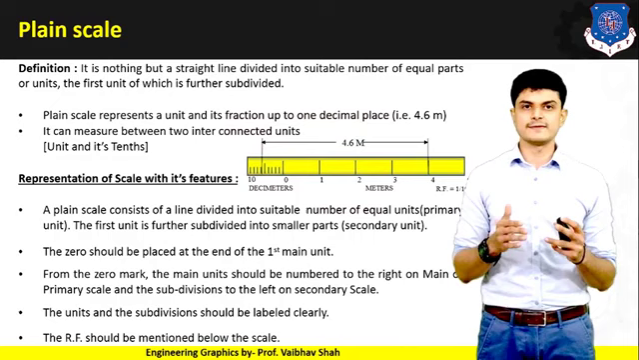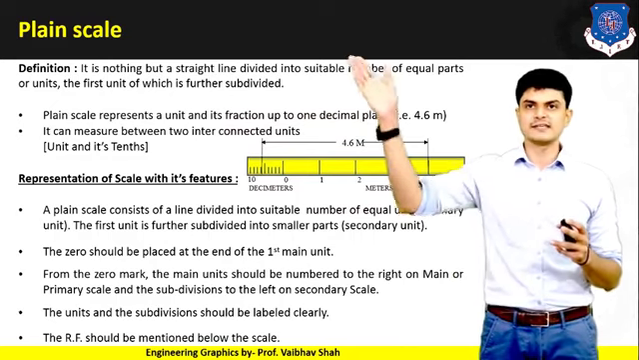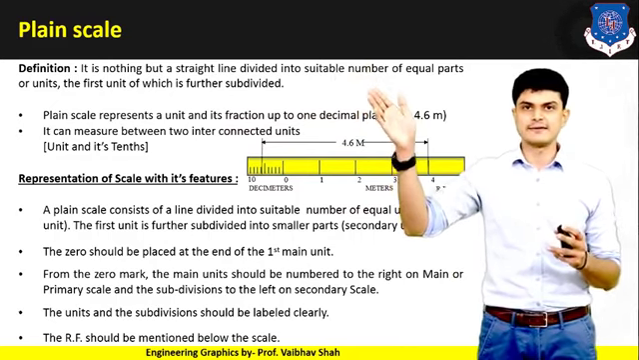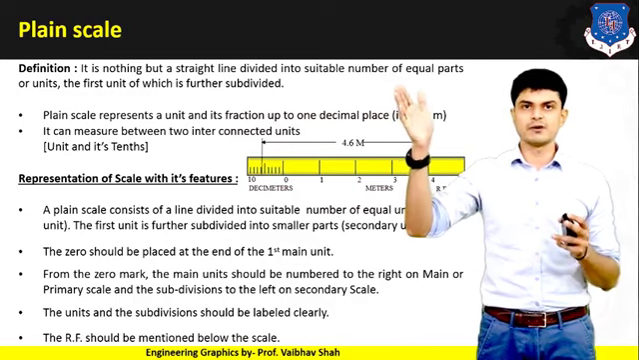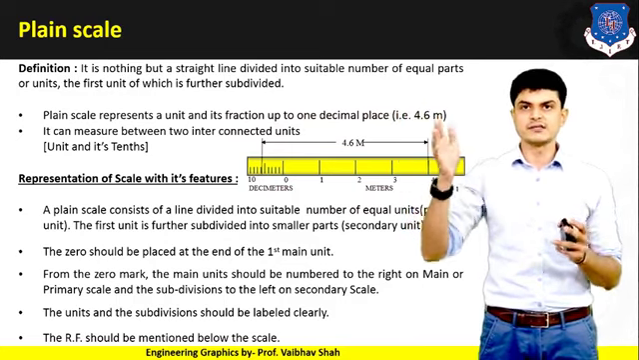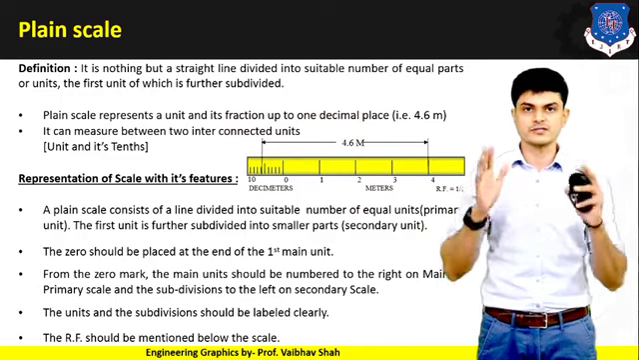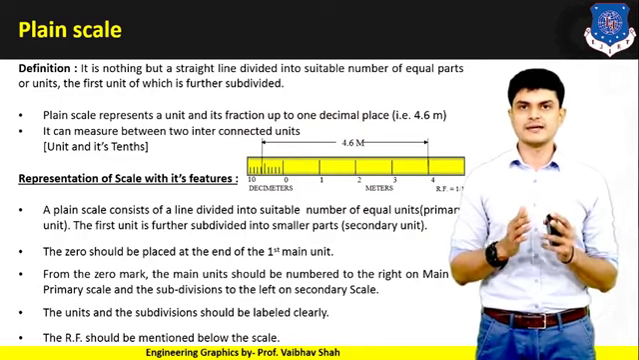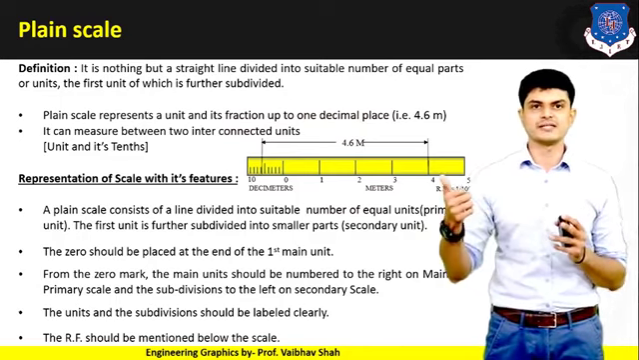So let us understand this plane scale. Now, a plane scale is nothing but a straight line divided into suitable number of equal parts or units, the first unit of which is further subdivided. So now let us understand the scale definition by this diagram.